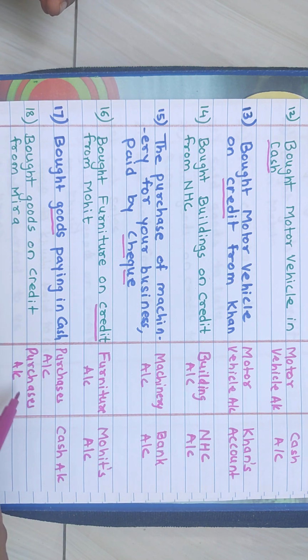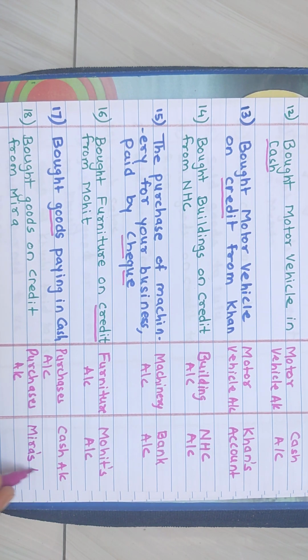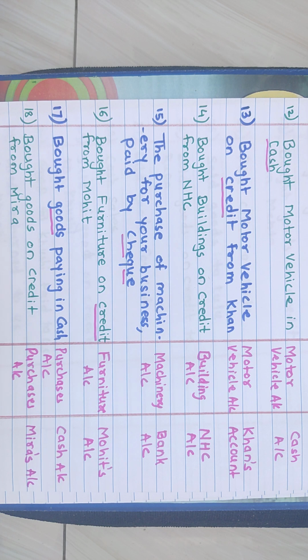But if it is on cash, on the credit side write down cash. If it is credit, write down the name of the person from whom it is purchased. So it is Meera. So Meera's account will be credited. So bought goods paying in cash. So purchases account debited, cash account credited.